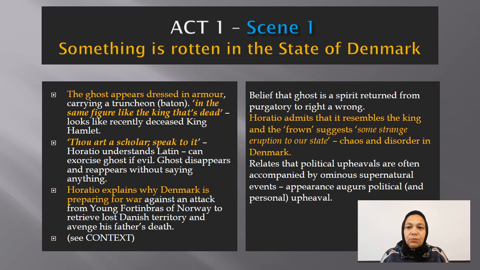We now continue with Act 1. Remember that something is rotten in the state of Denmark. So the ghost has appeared, and the guards on duty were extremely nervous, and the ghost appears again, dressed in armor and carrying a truncheon or baton, and it seems to be in the same figure as the king that is dead. So he looks like the recently deceased King Hamlet.